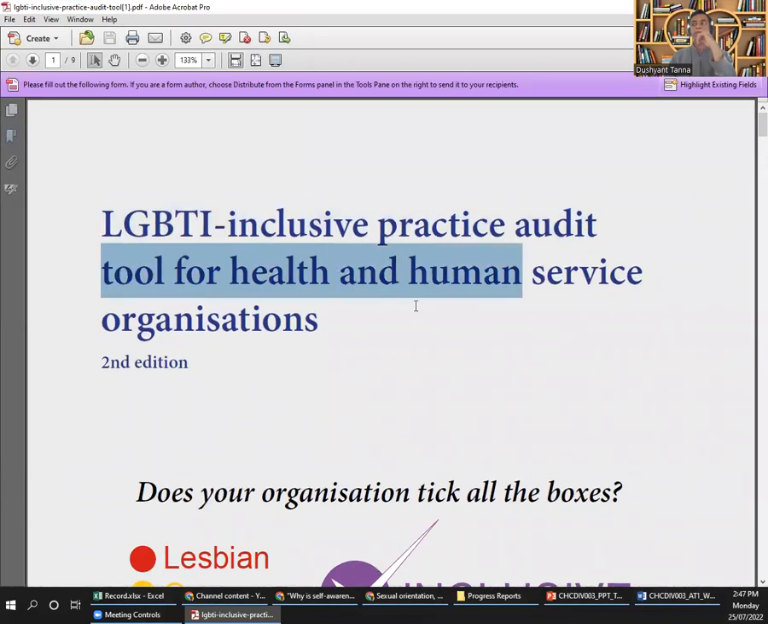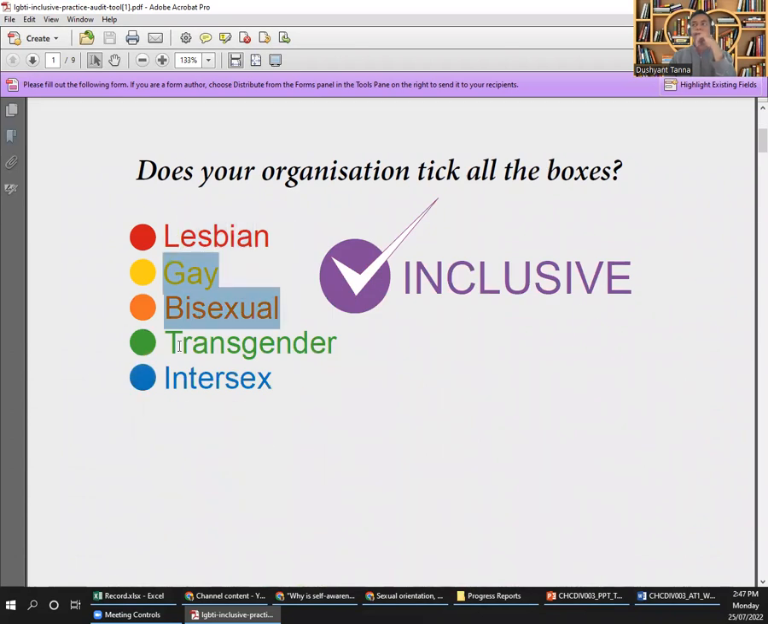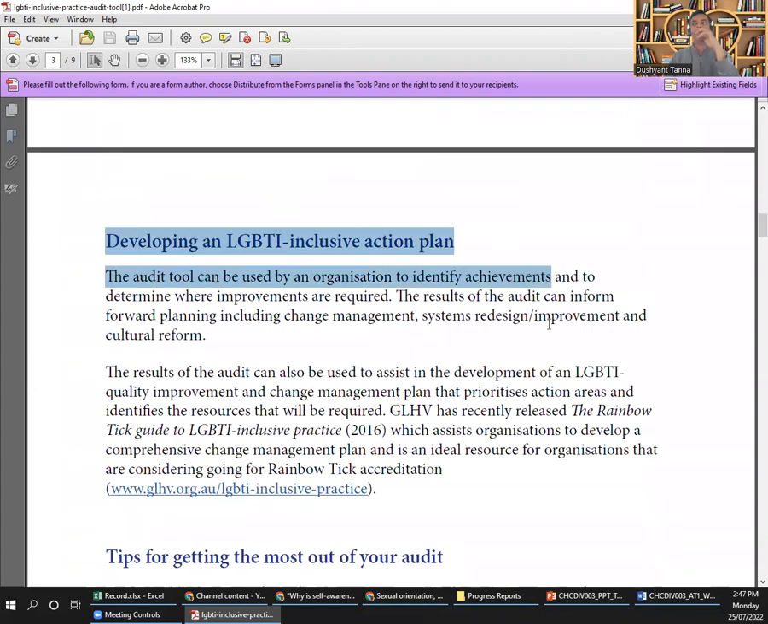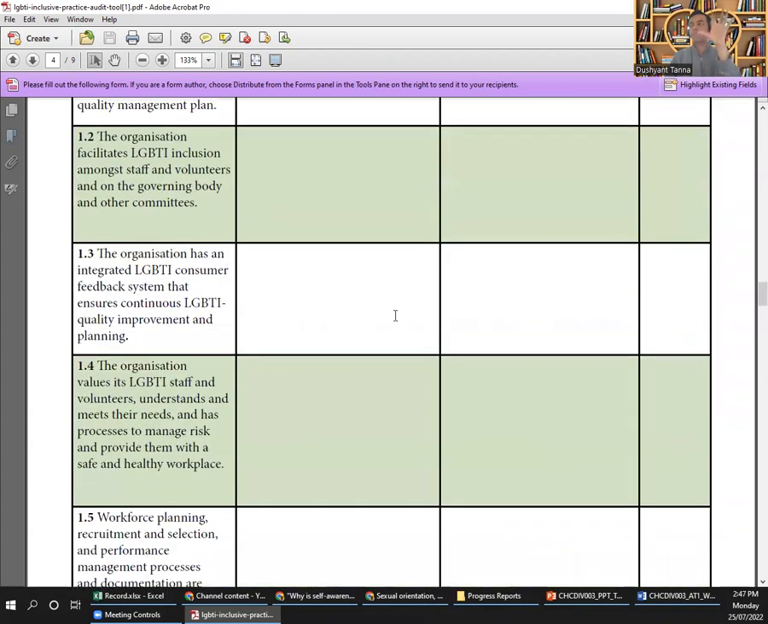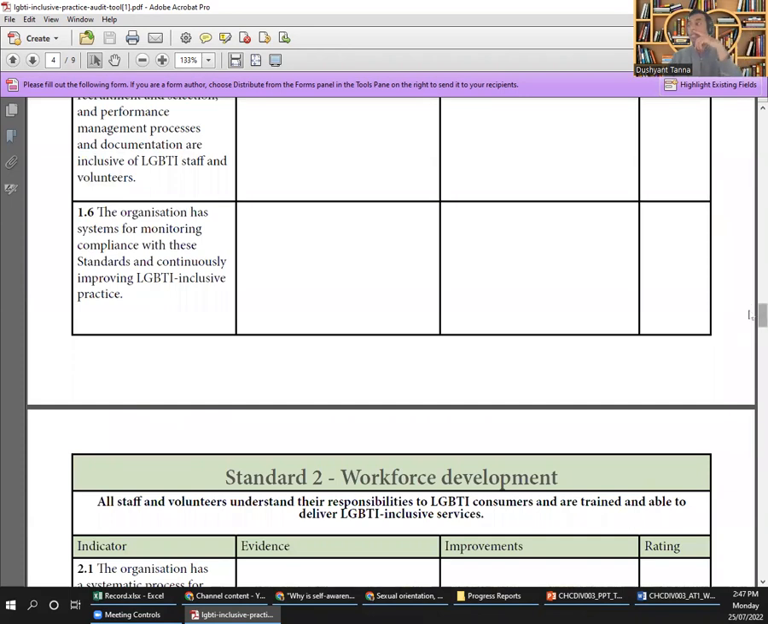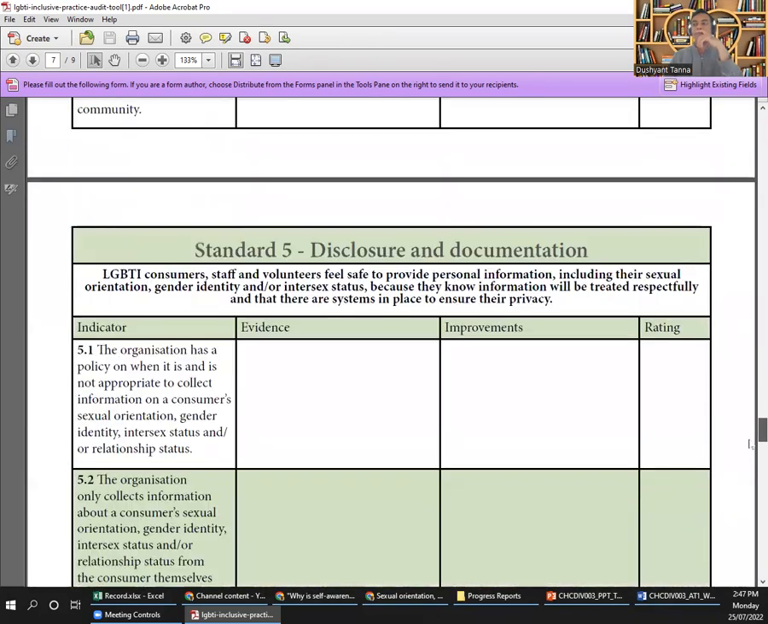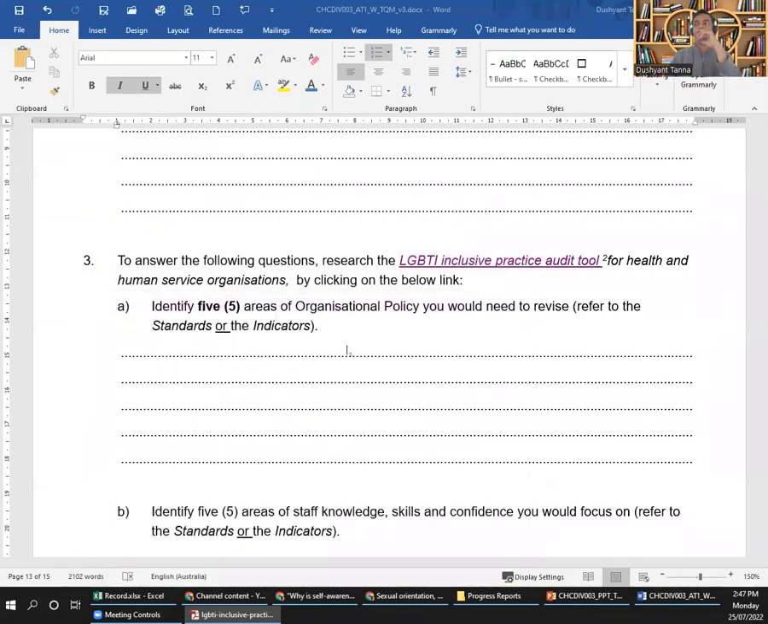LGBT inclusive practice audit tool for health and human service organizations, you know, lesbian, gay, bisexual, transgender, and intersex. Tick all the boxes, and then who has done it, developing an inclusive approach, tips for getting the most out of the audit, this and that. This is good information, but obviously I'm not reading it word by word, and that's why I shared it in chat. By all means, save it. Put it in your email. There's a good heap of instructions here. Read it.